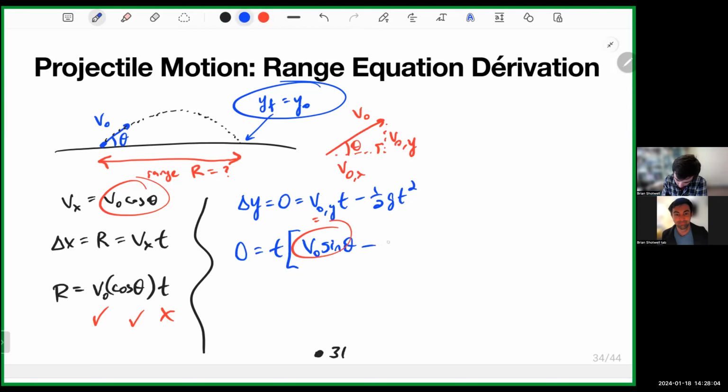And then minus 1/2 g t, right? We factored out a t. So if you're wondering where the t squared went, there's one t outside and then one t inside here. So the solutions here are t equals 0 or t equals 2 v naught sine theta over g.